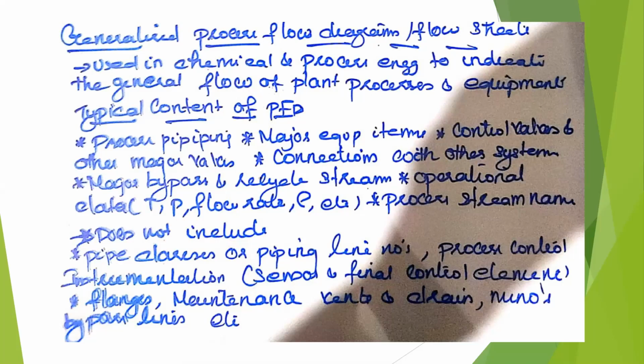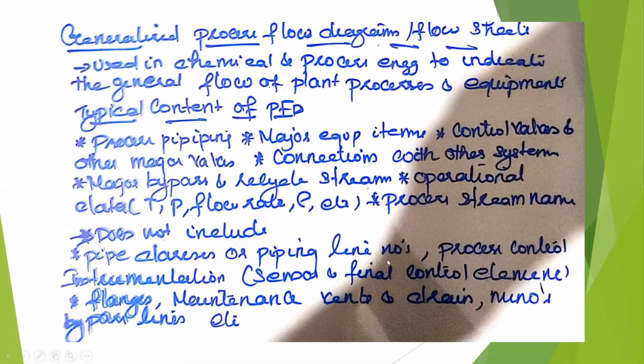By seeing the flow diagram only, you will understand what is happening in that particular industry. Without going through the industry, by seeing the flow diagram, you will understand the process which is taking place. The typical content of this process flow diagram will show the process piping, where all the piping is present in the complete process, major equipment items, and then control valves and other major valves will be mentioned in the process flow diagram.